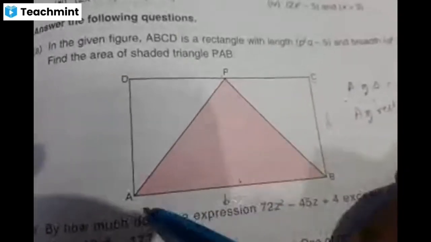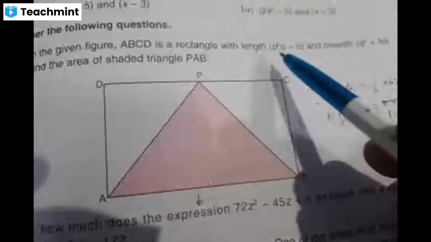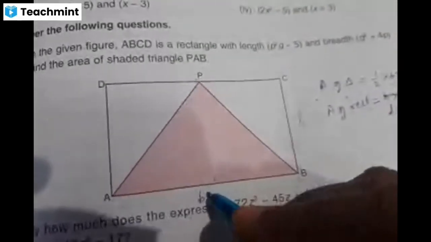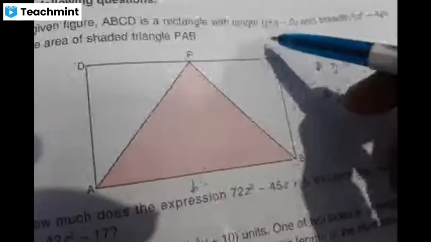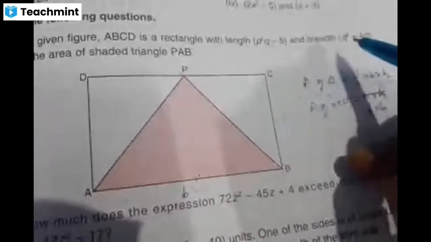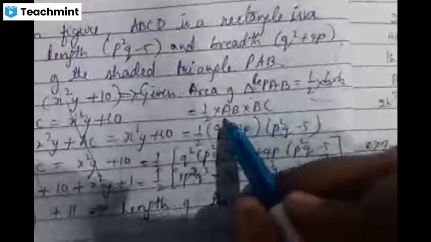So the solution is here. Area of the triangle PAB, the formula for triangle is half into base into height. Now half into the base, which is given here, base is AB. AB is given as p square q minus 5 into height. Height means the length of the rectangle is the height of the triangle. So BC will become the height of the triangle. BC we will take as q square plus 4p. This way we are going to substitute AB into BC.